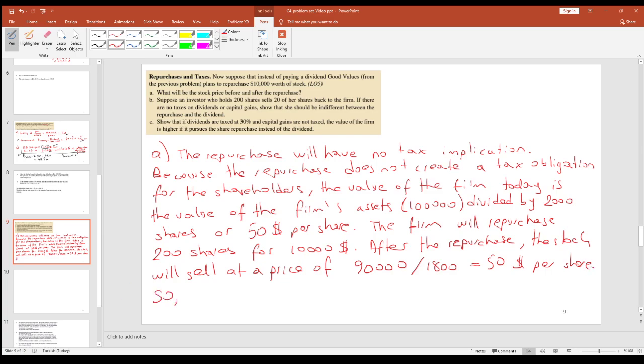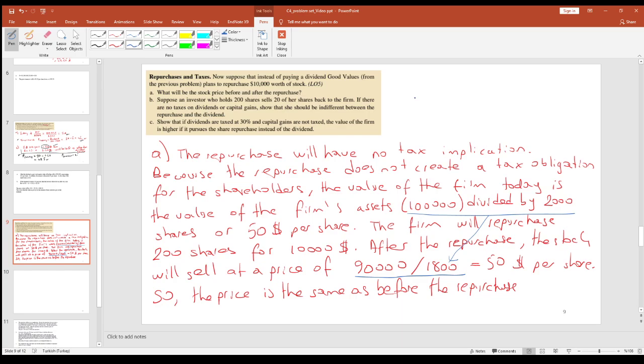So the price is the same as before the repurchase. So maybe you want to learn how we come to that point. From this point, how we come to that point.